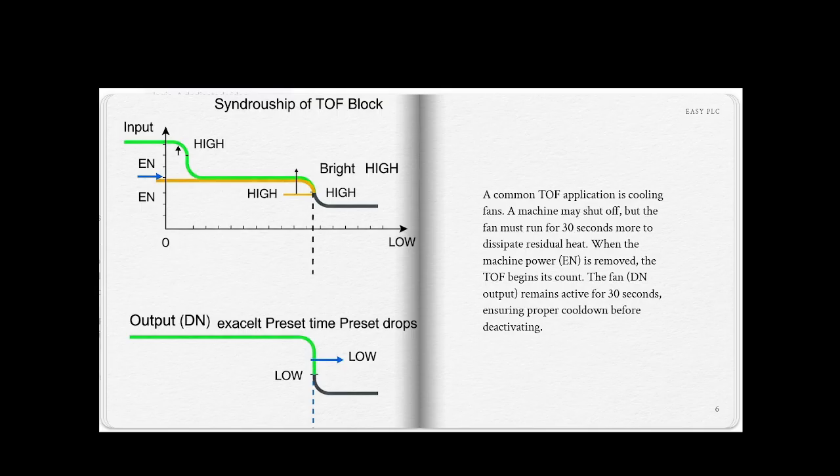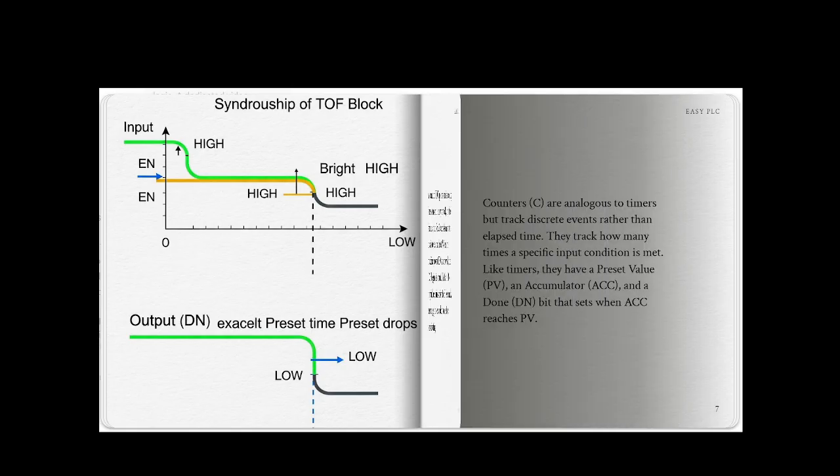A common TOF application is cooling fans. A machine may shut off, but the fan must run for 30 seconds more to dissipate residual heat. When the machine power, EN, is removed, the TOF begins its count. The fan, DN output, remains active for 30 seconds, ensuring proper cooldown before deactivating.